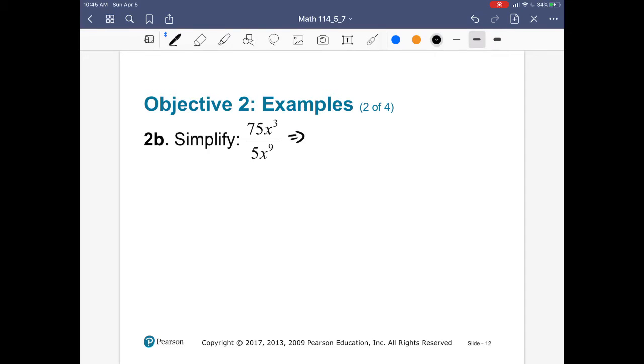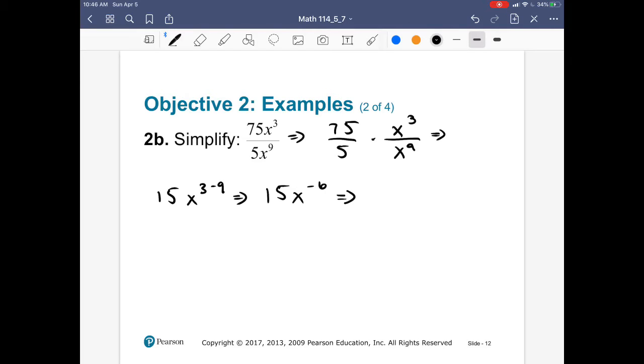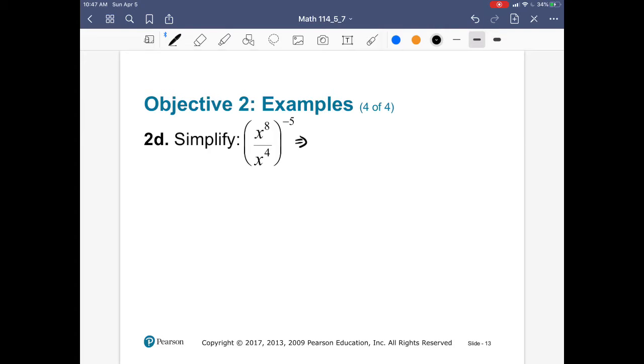So this one I can rewrite as 75 over 5 times x cubed over x to the 9th. 75 divided by 5 gives me 15. Then x cubed minus 9, because we can send that exponent to the top. We'll have 15 x to the negative 6, which later becomes the positive form.